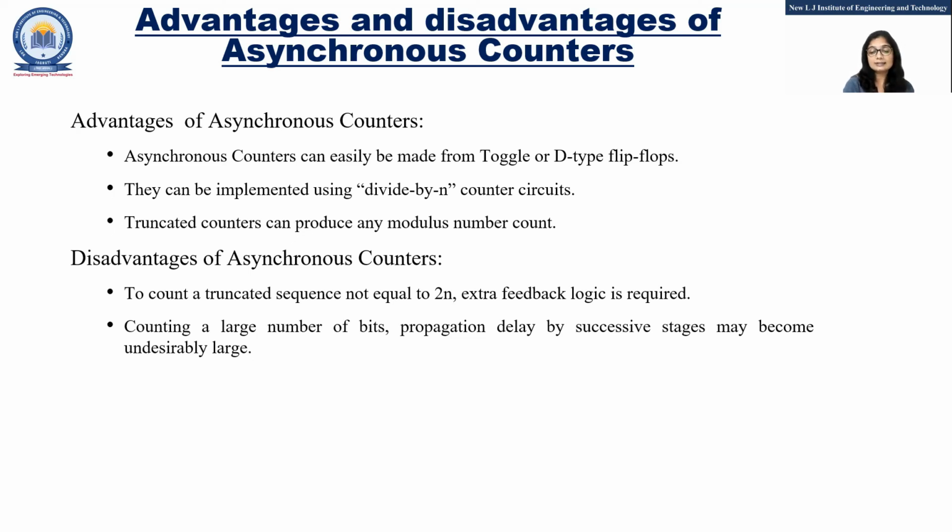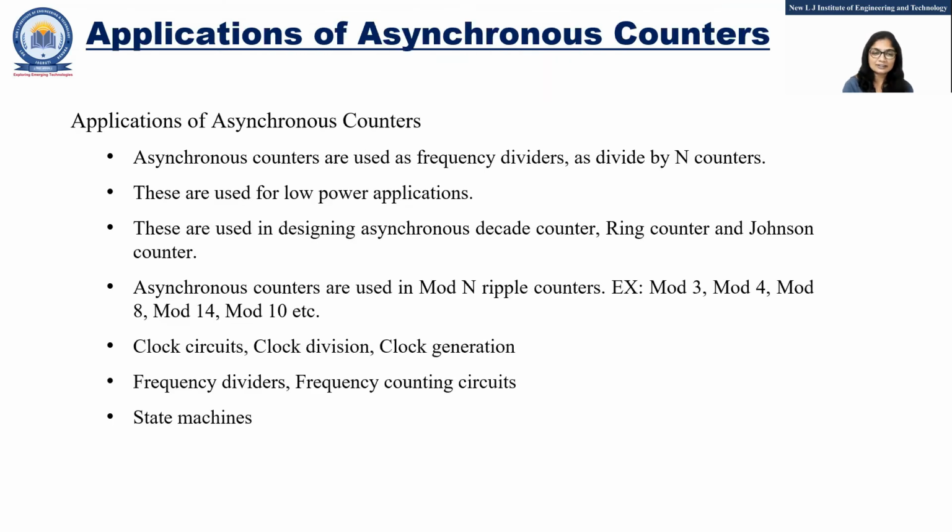So we can design circuits using this asynchronous counter. But what is the disadvantage? If we use this divide by n counter, then we require an extra feedback logic circuit. This is again a disadvantage, because we need more logic circuits. And suppose we count a large number of bits, then the propagation delay by successive stages may become undesirably large. So propagation delay is again a disadvantage.